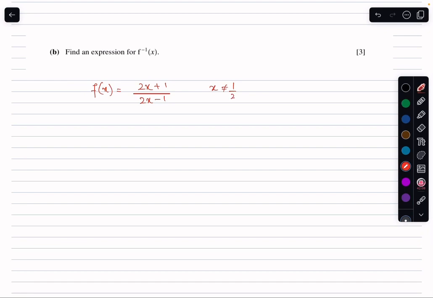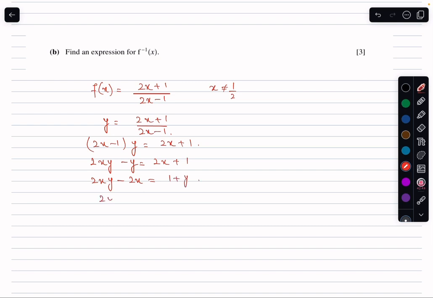So find an expression for f inverse. To find the expression for f inverse, I need to equate the function to y, and then simplify for x, so that 2x minus 1 gets multiplied with y, which gives me 2x plus 1. I have to make x the subject. So I will bring all the x's on one side, so that this becomes 2xy minus 2x, which equals 1 plus y here.